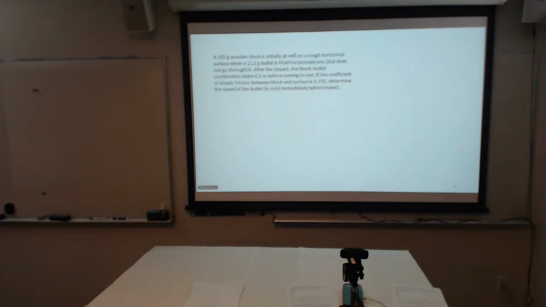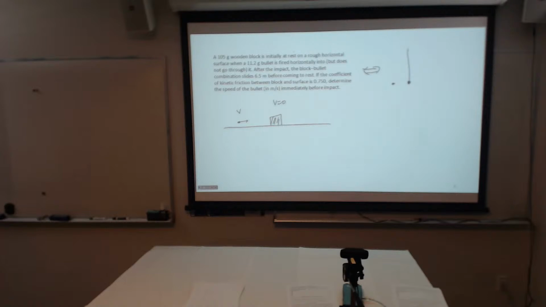The thought process for this problem, first of all, is identical to the thought process we used for a ballistic pendulum situation. Remember? Yeah. So these problems physically are identical. And we have to start from the picture. So you've got the box at rest. We got the bullet flying.